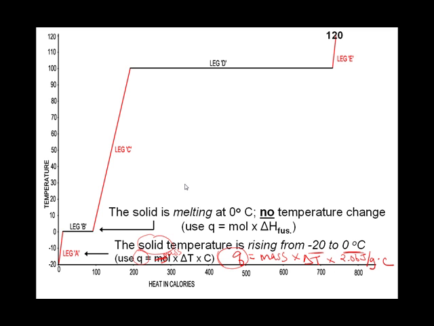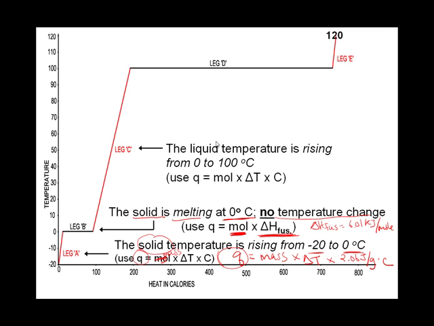Okay. Going to leg B, I am going from solid ice to liquid, and it is melting, and the temperature is not changing, it is remaining at 0 degrees Celsius. It is a flat line, and so there is no temperature change. In order to find out how much energy was absorbed in this process, you are going to multiply the number of moles of the water you have times the heat of fusion of the water. And remember that the heat of fusion of water is equal to 6.01 kilojoules for every mole of the water.